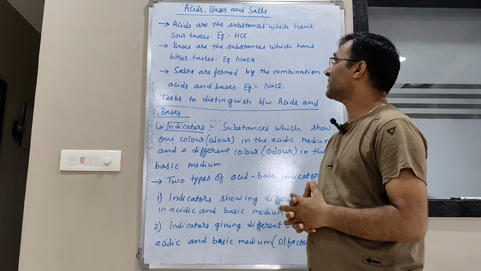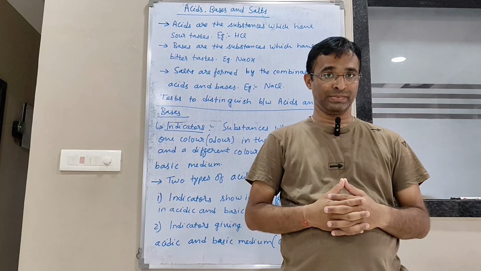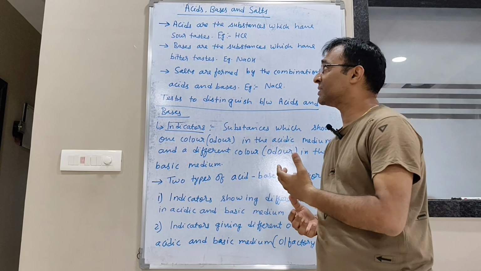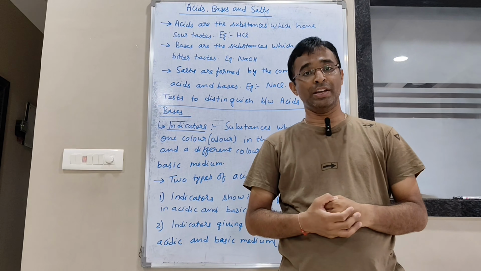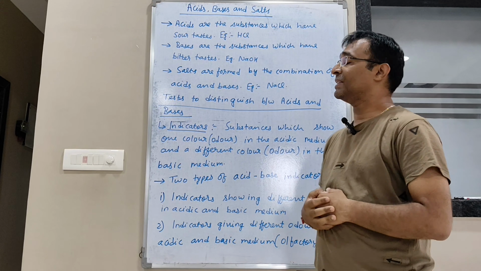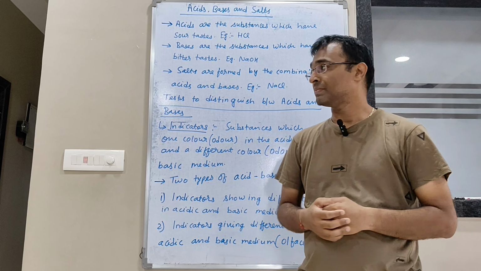Second one, bases. Bases are the substances which have a bitter taste. The taste of the base is bitter. Again, you can take the example of ENO used to remove acidity. The example we have taken here is sodium hydroxide, whose chemical formula is NaOH.